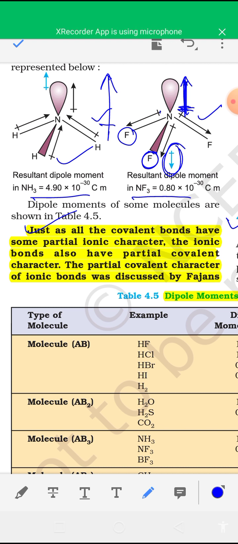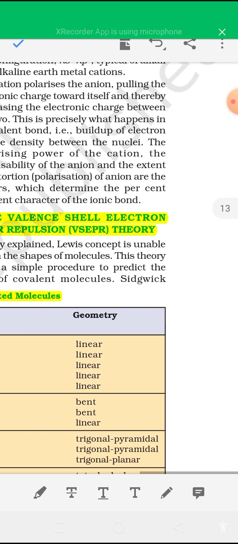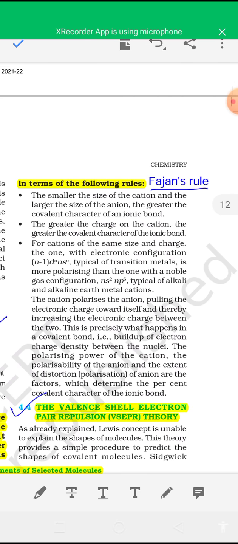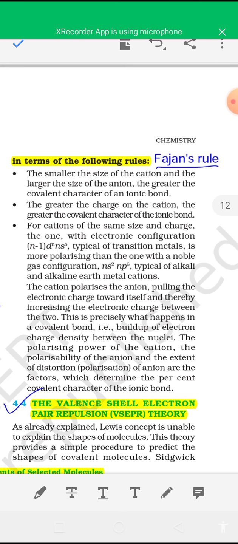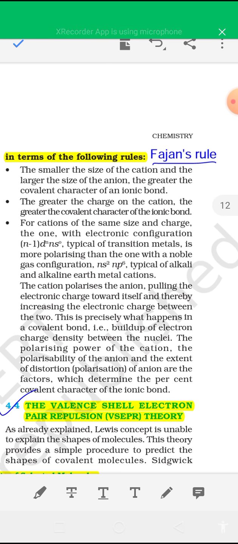similarly, the ionic bonds also have partial covalent character. That means there is no 100% ionic bond or 100% covalent bond. All covalent bonds have some ionic character, and similarly all ionic bonds have some covalent character. The partial covalent character of ionic bonds was discussed by Fajans, and Fajans told when the covalent character in an ionic bond arises.